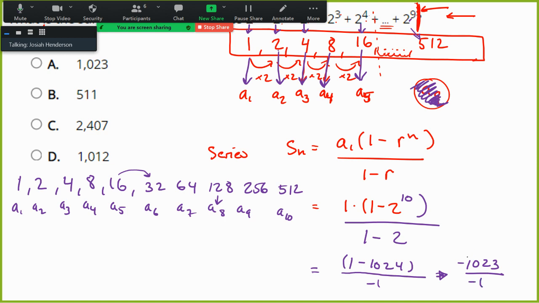Now we see we get the canceling. And then if we divide that, it's just 1023. So the sum of these first 10 terms should be 1023. That's adding up all these guys.